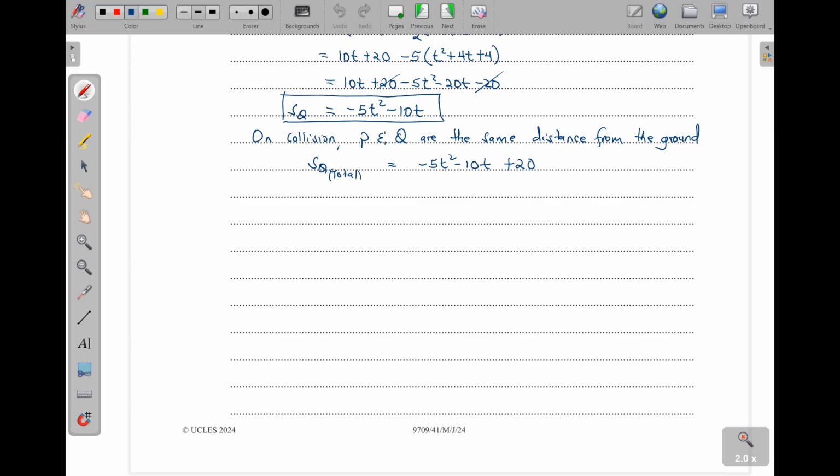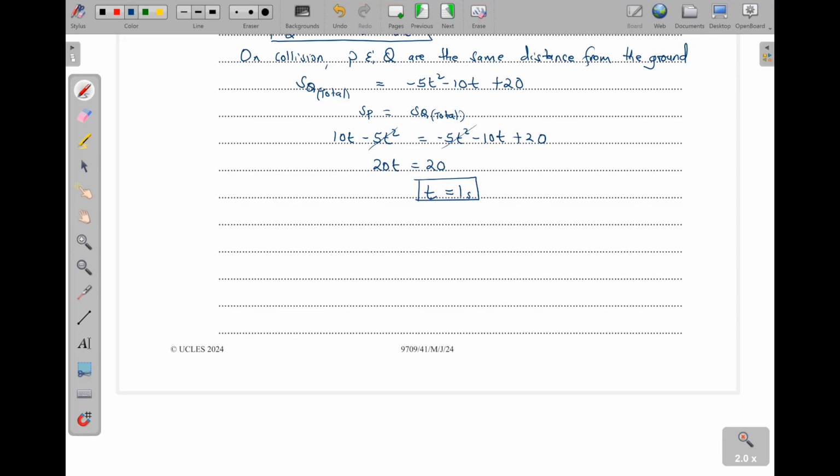Now we can equate them. So we can have 10t minus 5t squared, that is SP. So SP is equal to SQ total. So we equate to minus 5t squared minus 10t plus 20. Of course, this one will automatically cancel. Bring the 10t this side, it becomes 20t, which is equal to 20. Dividing all through by 20, t becomes 1. So they collide again after 1 second.